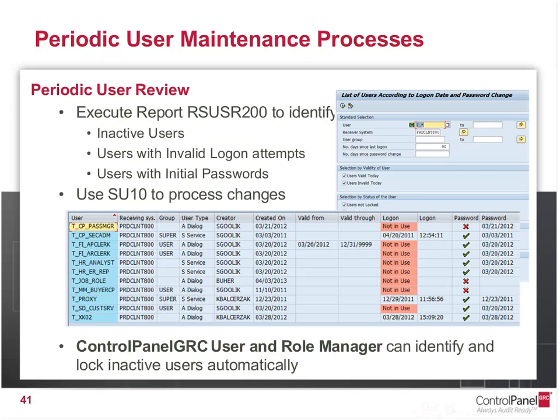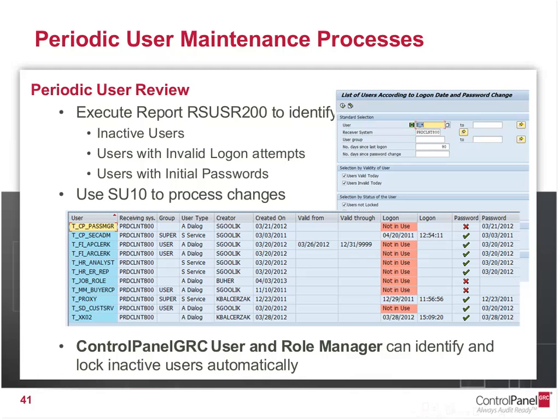You can also review the current users in your system for invalid logon attempts, initial passwords, or even inactive users. So this is the RS-USR 200 report, and we've got this set up to review a certain set of users that haven't signed on the system in over 90 days. And we could look for users that have an initial password, users that are locked.